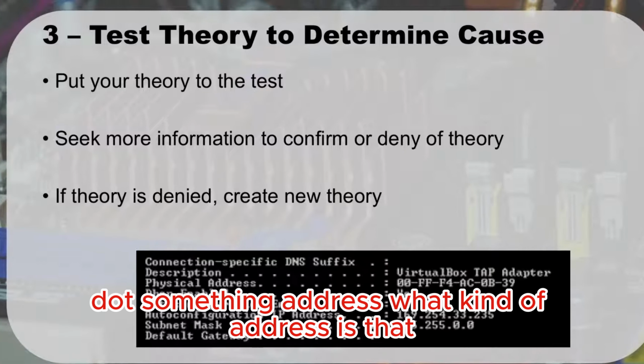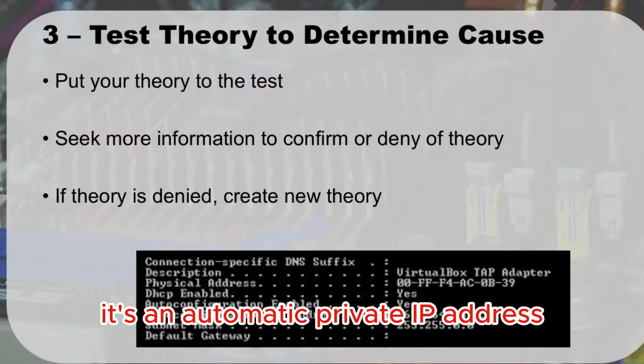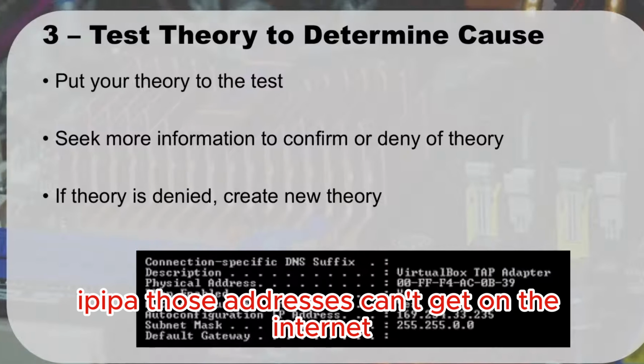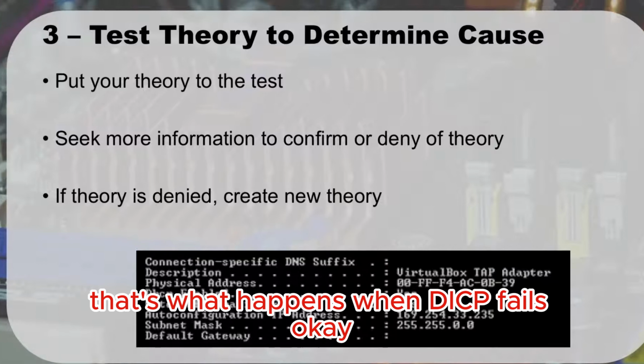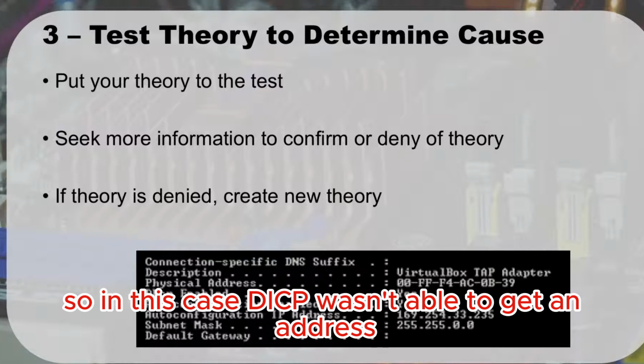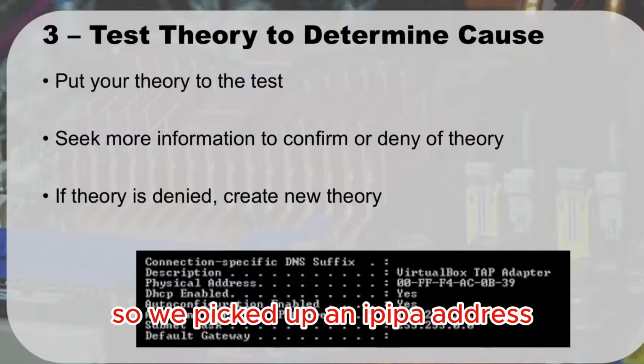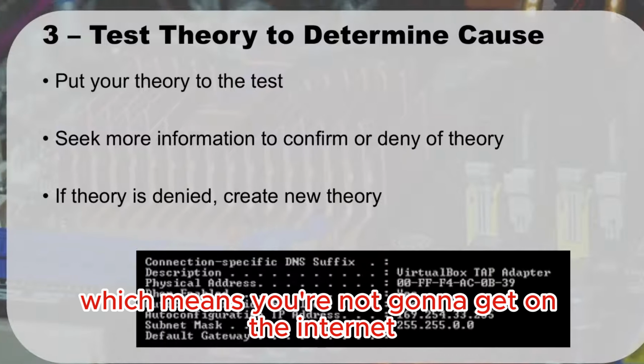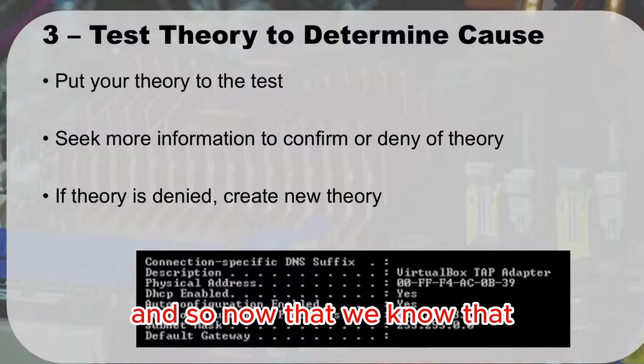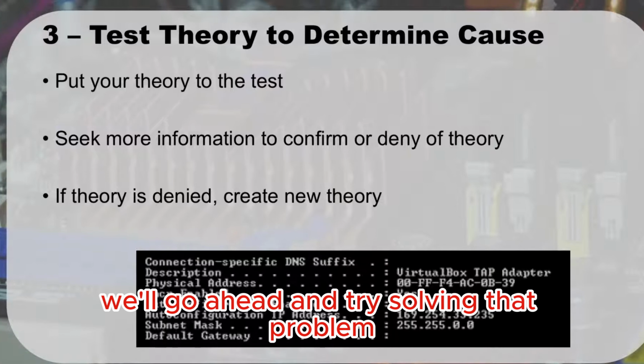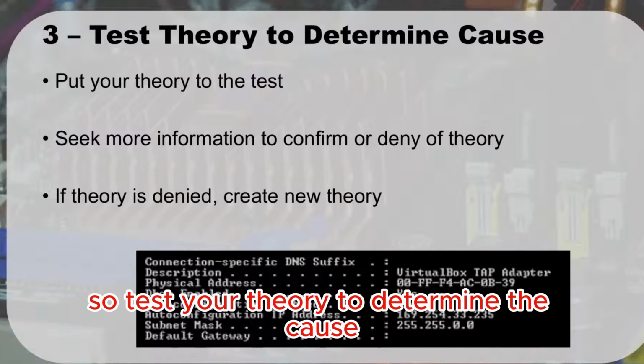169.254.something.something address. What kind of address is that? It's an automatic private IP address, APIPA. Those addresses can't get on the internet. That's what happens when DHCP fails, okay? So in this case, DHCP wasn't able to get an address, so it picked up an APIPA address, which means you're not going to get on the internet. And so now that we know that, we'll go ahead and try solving that problem. So test your theory to determine the cause.